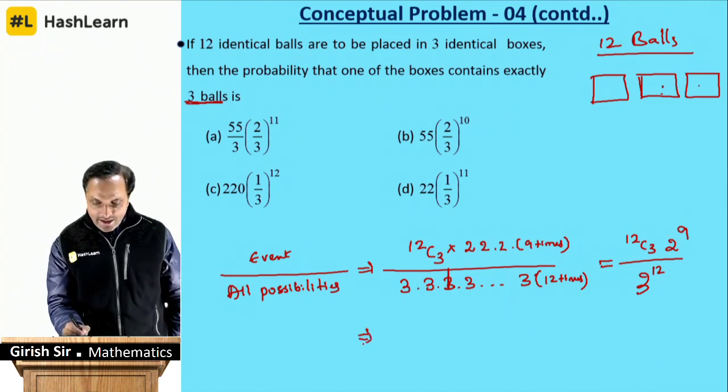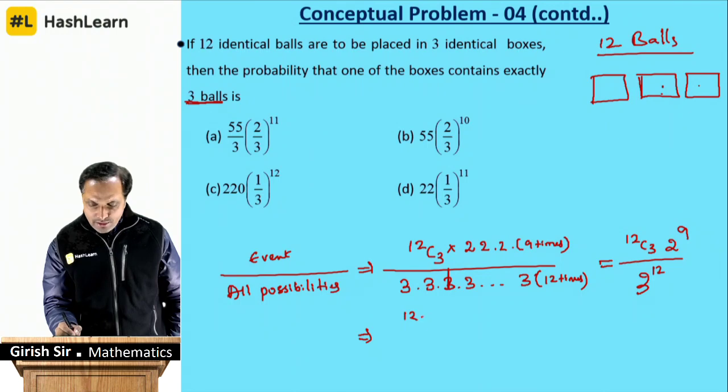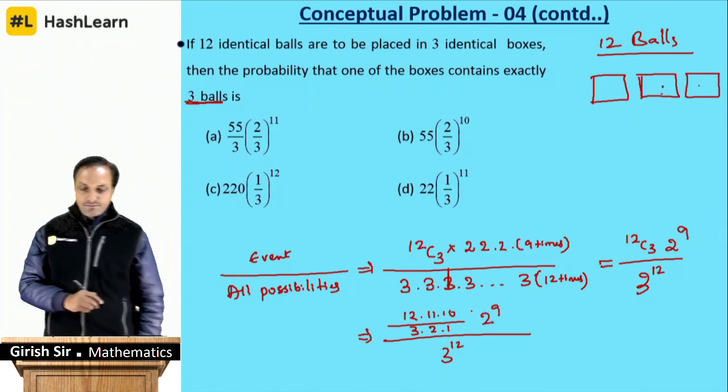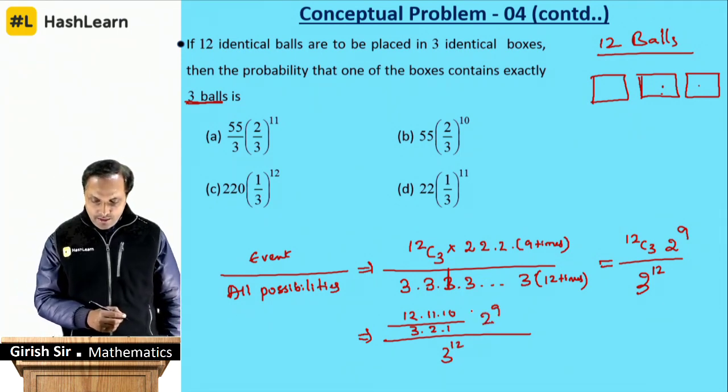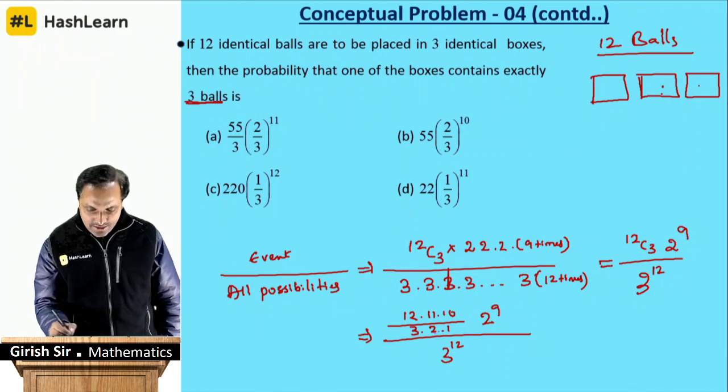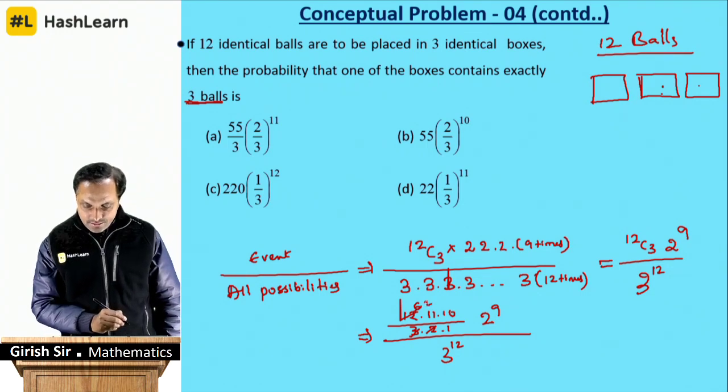चलो यहाँ पे simplify करेंगे अभी. 12C3 बोले तो 12 into 11 into 10 divided by 3 into 2 into 1, 3 to the power 12, and this is 2 to the power 9. Okay, so what all can you cancel here? You can look at the options. If you cancel this part, 2 ones are 2, 6 are 12, 3 ones are 3, 2s are 6.